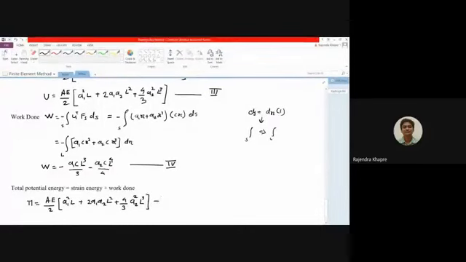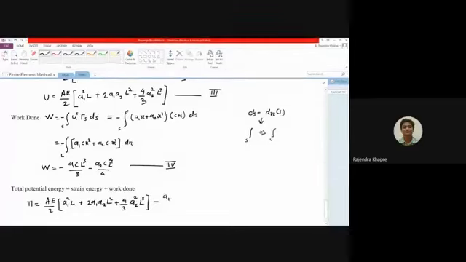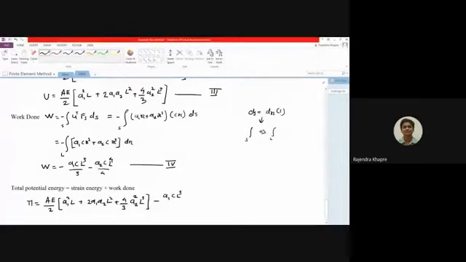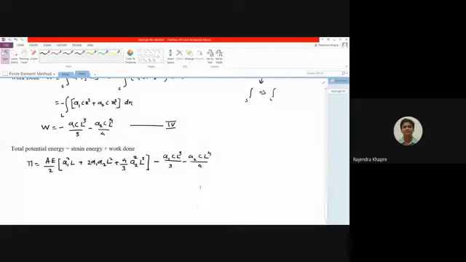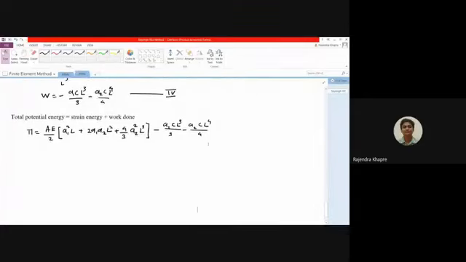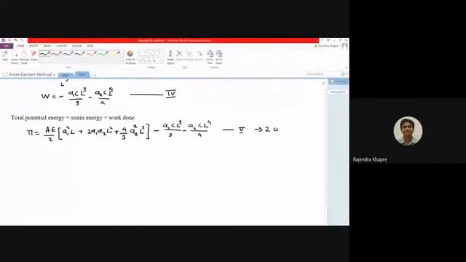Work done is negative. Okay, so negative will be something like a1 c L to the power 3 divided by 3 minus a2 c L to the power 4 divided by 4. So now for the first time you will find in the total potential energy there are two unknowns. Okay, so let us call this expression number 5, and it has got two unknowns.